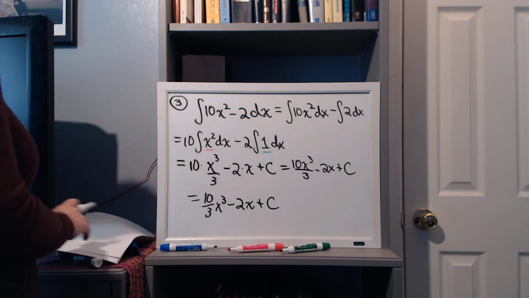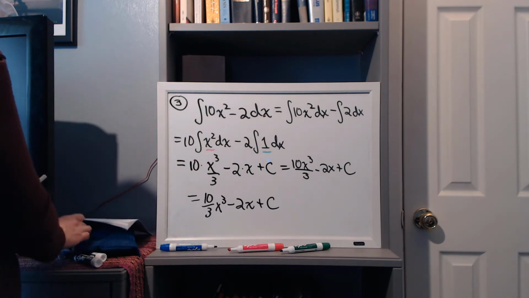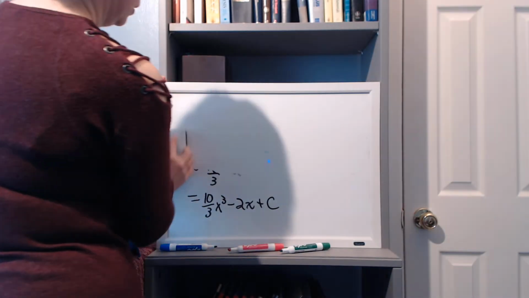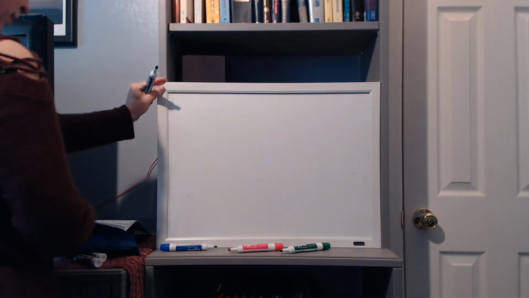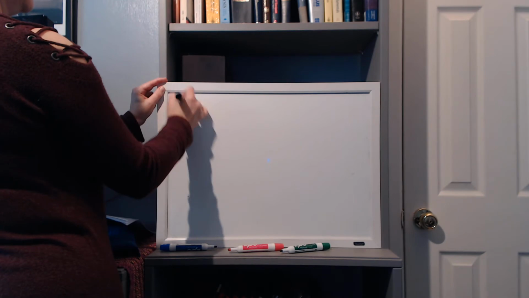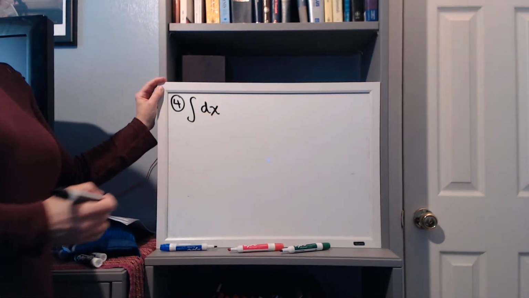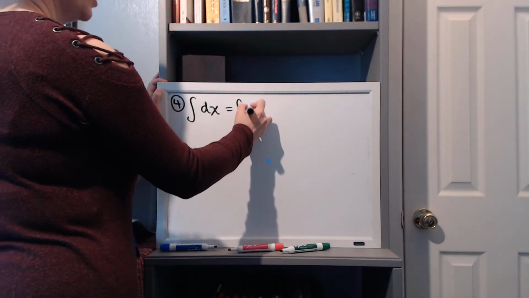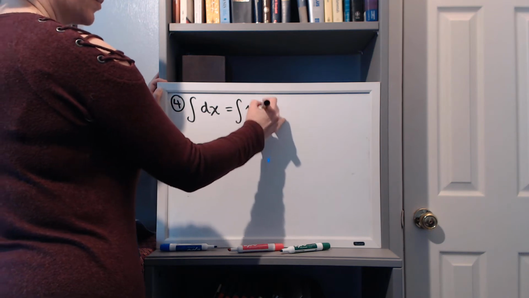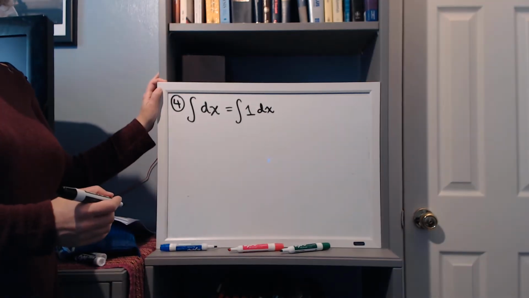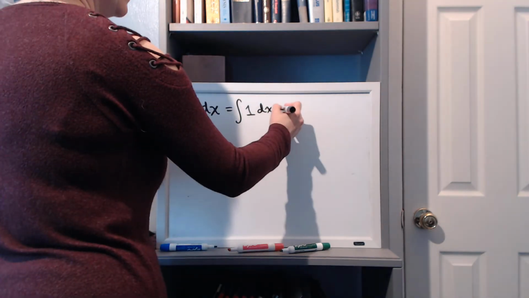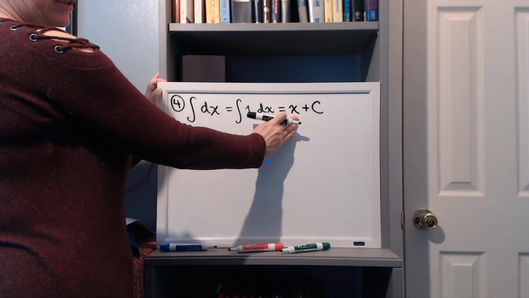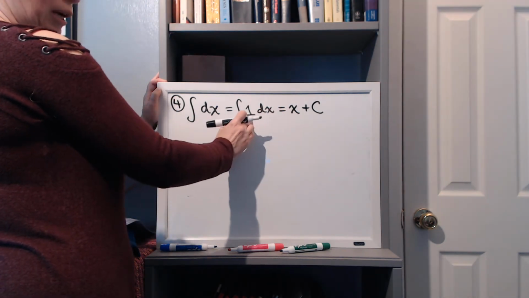And that brings us to the end of example 3. And on to example 4. All right, example 4, we have integral of dx. And it looks like we're being asked to find the antiderivative of just nothing, but that's not actually the case. We just want to realize that the dx is the same as 1 times dx. So we're looking for the antiderivative of 1, and that is going to give us x plus c, because if we take the derivative of x, we get 1.